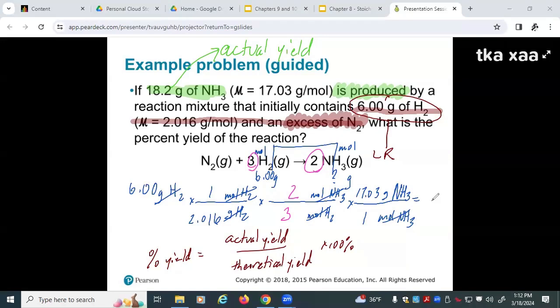So 6.00 times 2 times 17.03 divided by 2.016 divided by 3. I get 33.8 grams of ammonia. And so that is my theoretical yield, Ty.